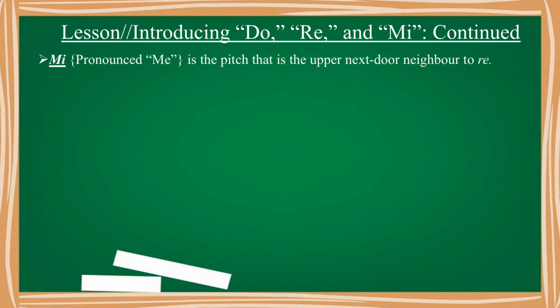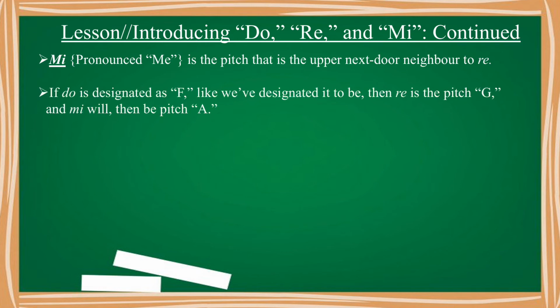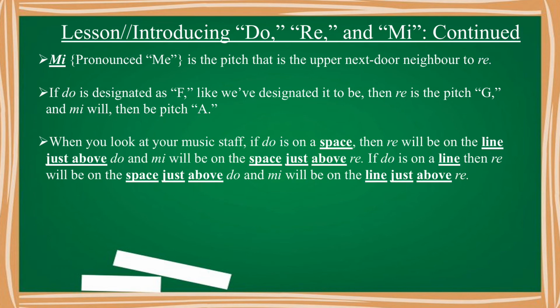Moving on to mi, pronounced me. Now that's the pitch that is the upper next door neighbor to re. If do is designated as F, then re, as we said, is pitch G, and mi will be the pitch A. When you look at your music staff, if do is on a space, re will be on a line just above do, and mi will be on the space just above re. If do is on a line, then re will be on the space just above do, and mi will be on the line just above re. It's always a pattern based on where do is. Line, space, or space, line.